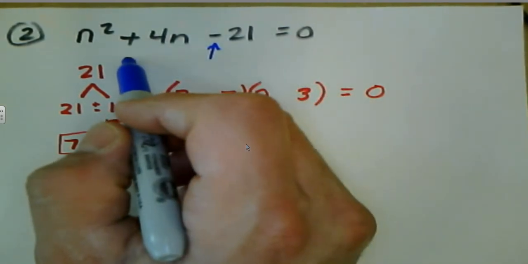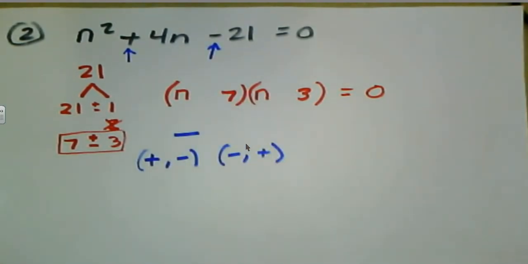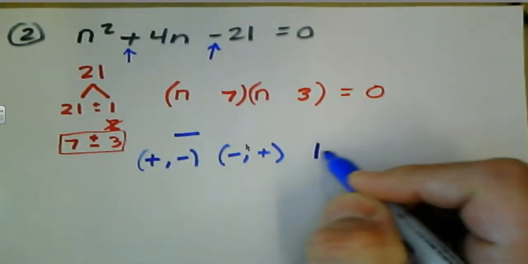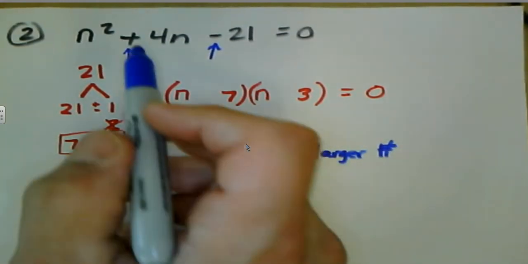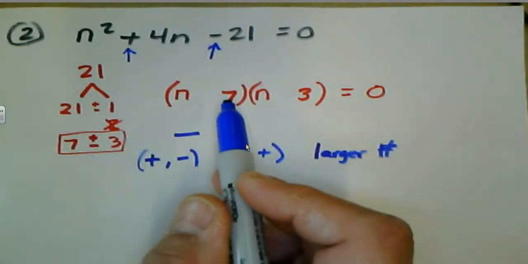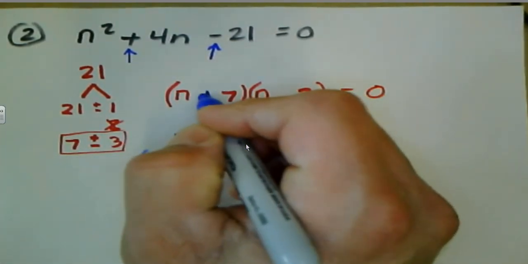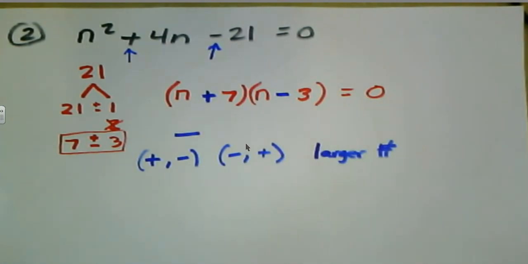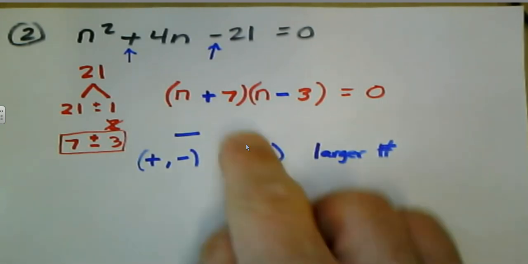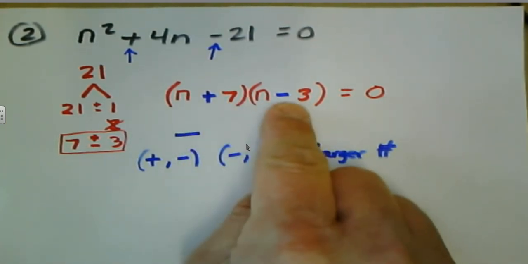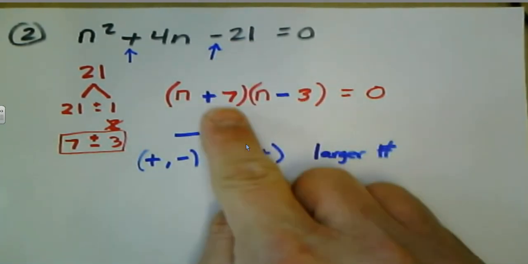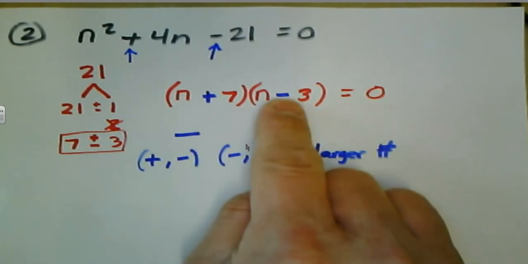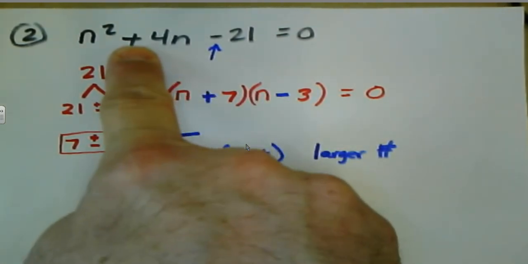Now, look at this sign in front of the 4. What is it? Positive. So the larger number is going to be positive. Which one's larger, 7 or 3? 7. So we put a plus in front of that one and we make the other one a minus. Now, you should always check it. Enter it in your calculator. Positive 7 times negative 3 is negative 21. If I add them together, 7 plus negative 3, I get 4.